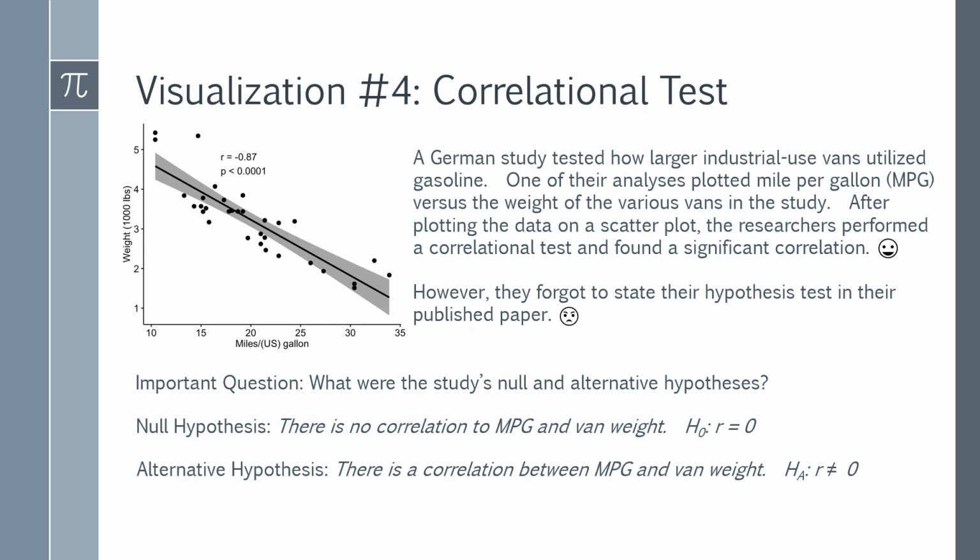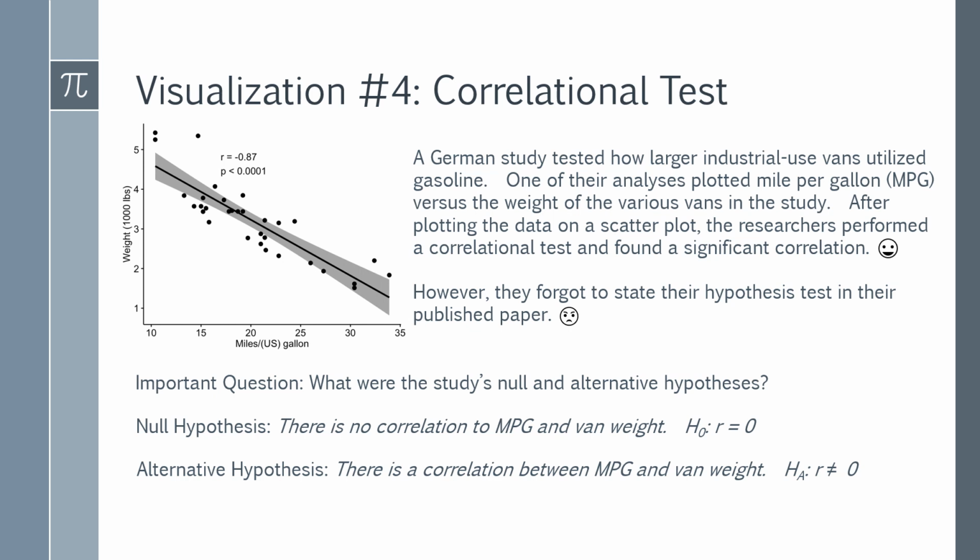Okay, let's look at our final visualization. This is a correlational test. Here, a German study tested how larger industrial use vans utilized gasoline. So they were trying to correlate miles per gallon versus the weight of the vans in the study. However, they forgot to state their hypothesis test after they found a significant correlation.